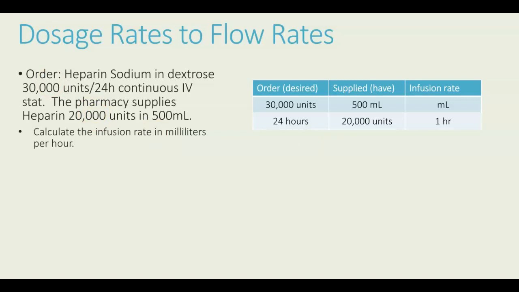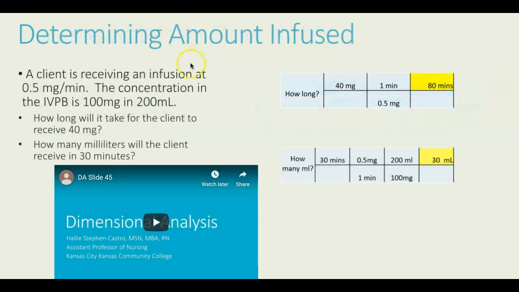31.25 mils. And again, you look at your question to see if you needed to round that up to a whole number or to a tenth. Usually with heparin, they are pretty specific with those doses. All right, moving on to determining the amount of fluid or amount of volume that's infused.